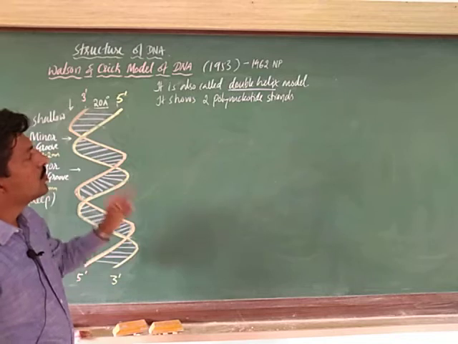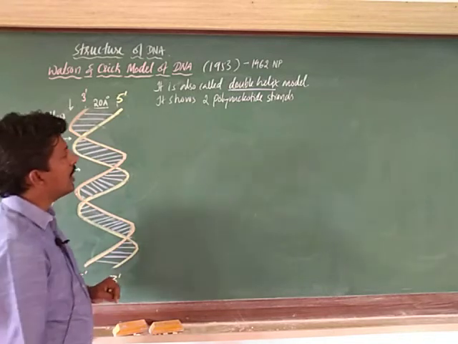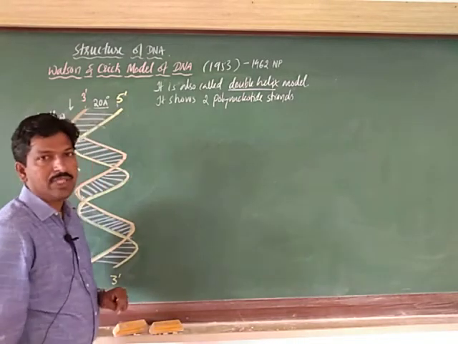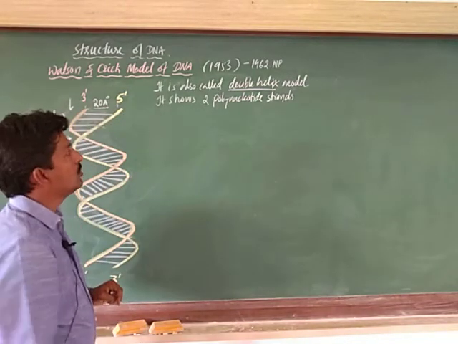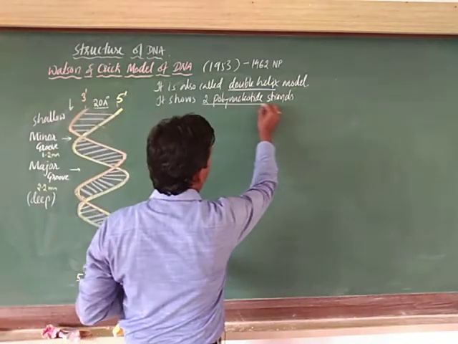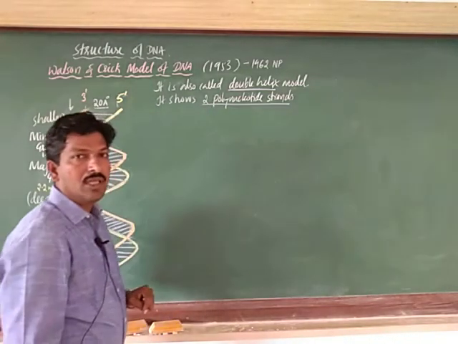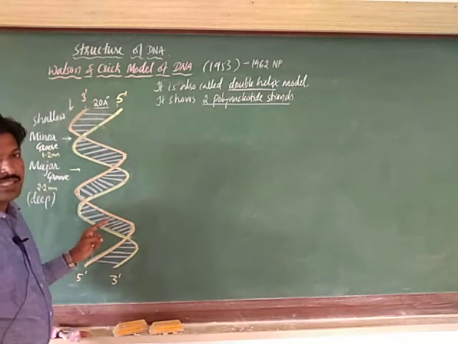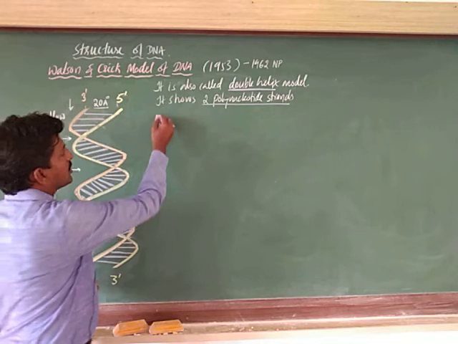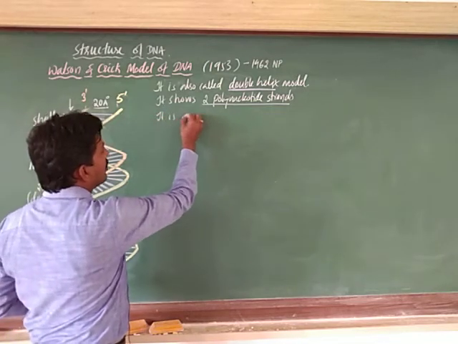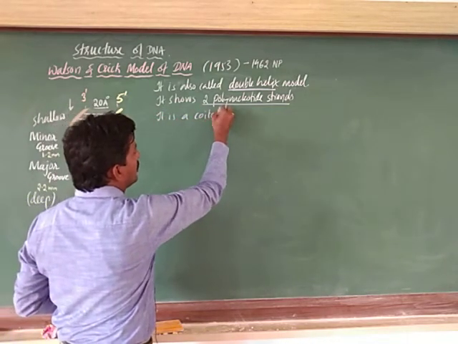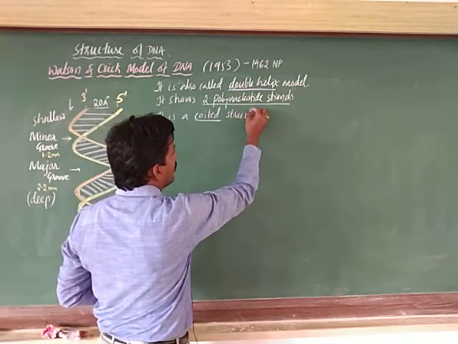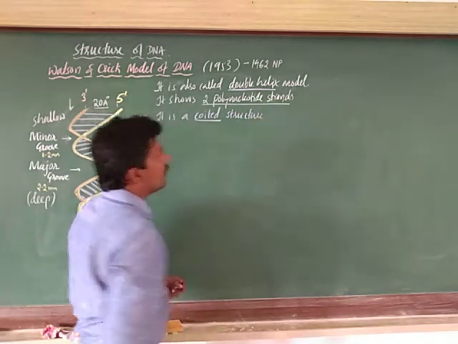Next, the double helix has two polynucleotide strands. That means two chains are present in a double stranded DNA. This is double stranded and double helix. Helix means it is coiled. It is a coiled structure.